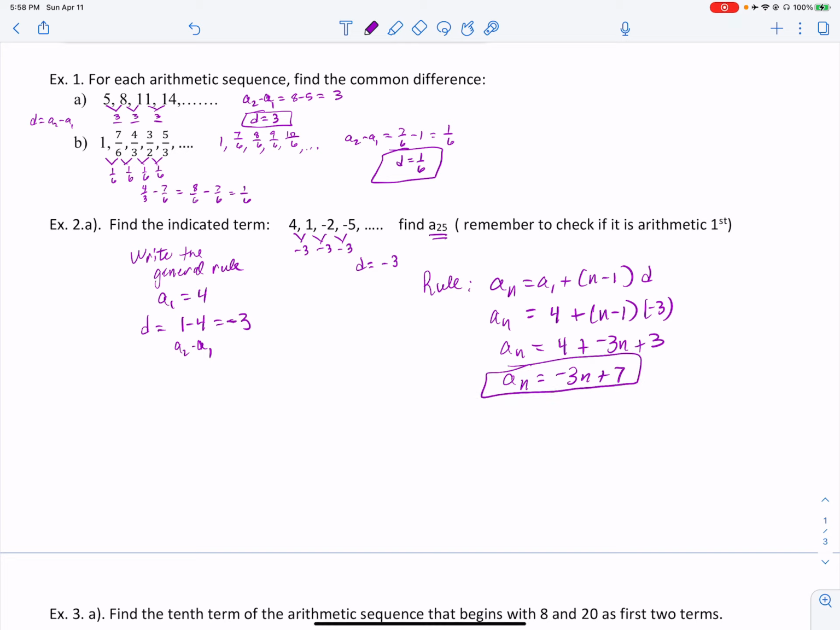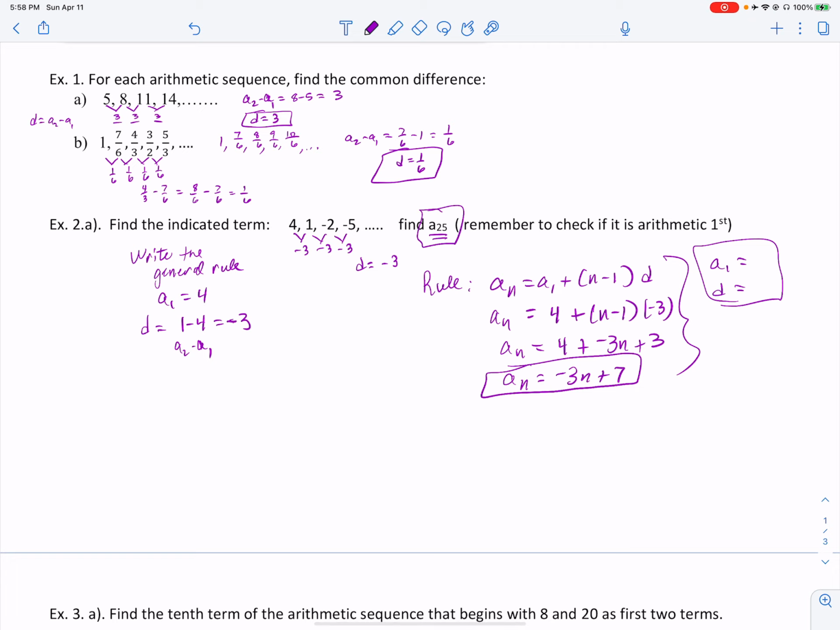You will have problems in the textbook where you need to write the general rule, and all you need is what is a sub 1 and what is the common difference. And they will give you those two things and they'll ask you to write a rule. So here's an example of how you write the rule. But in this case, that wasn't the end answer.